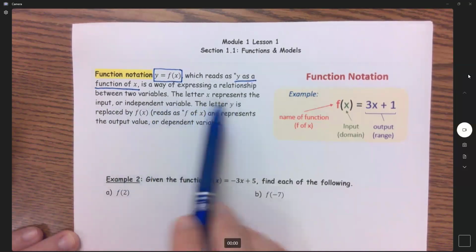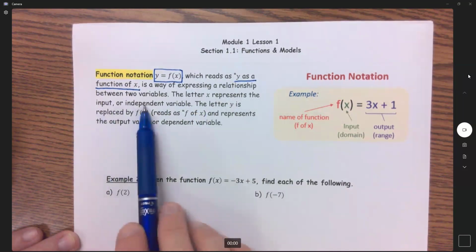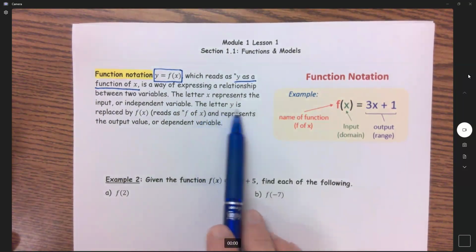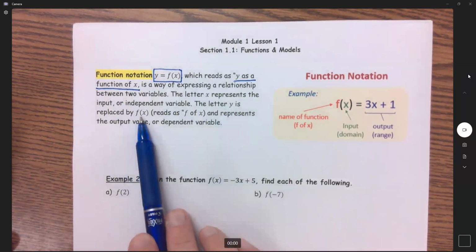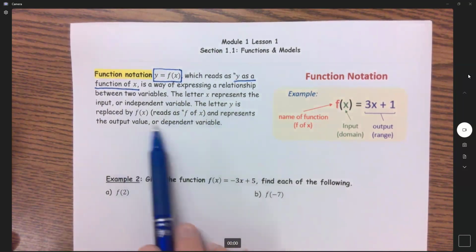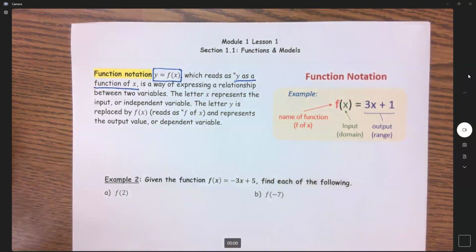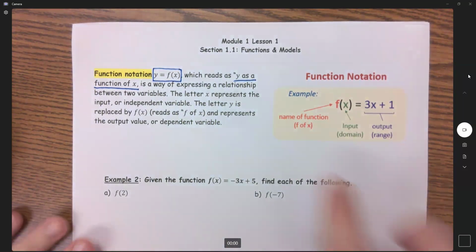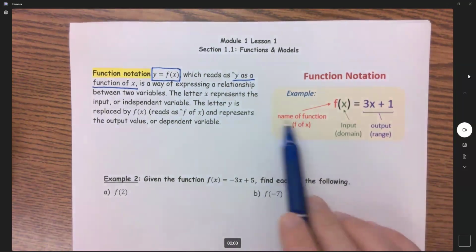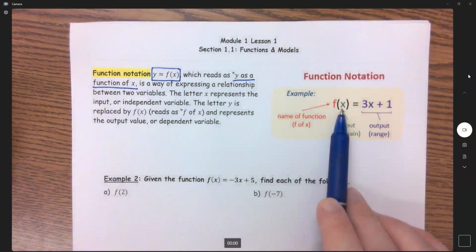The letter x represents the input or your independent variable, which is what we went over in that table on that first page. And the letter y is replaced by f of x, which is represented by the output or the dependent variable, which again we went over in that previous table. So here's some function notation. First, you have the name of the function. So here we have f of x.